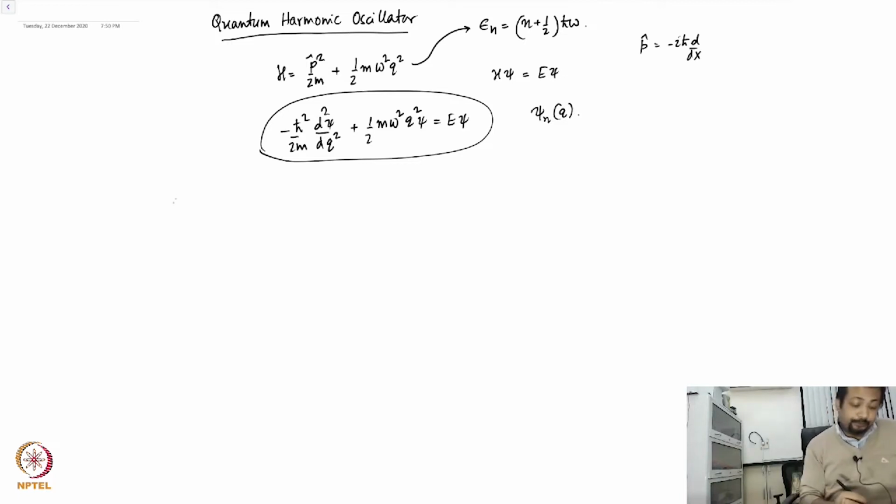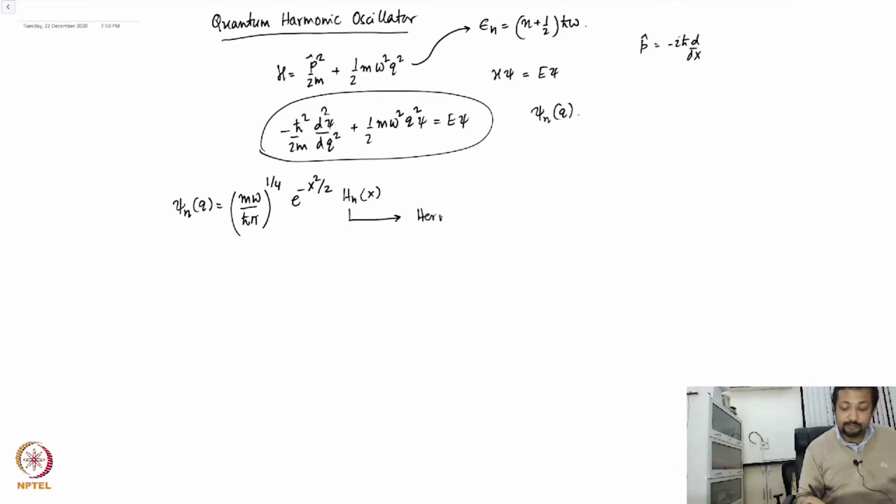And psi n of q is a little complicated. It's (m omega over h bar pi) raised to the power 1/4 e to the power minus x square over 2, and then you have Hn of x. This function is known as the Hermite polynomial, where Hn of x is (minus 1) raised to the power n e to the power x square d^n/dx^n of e to the power minus x square.